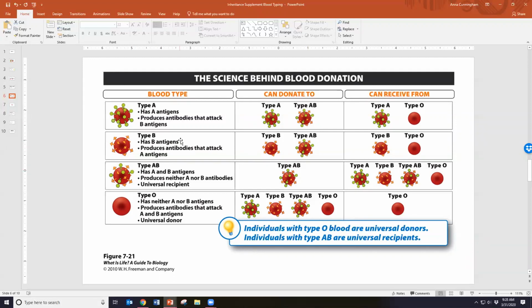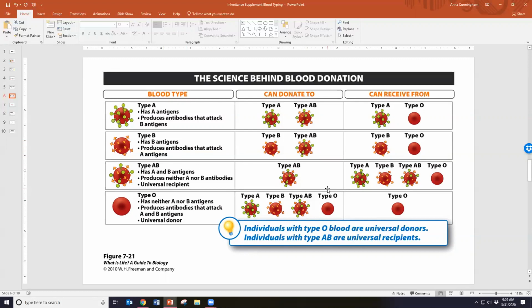Type B, same thing. Type B has B antigens, and produces antibodies against A. So a type B person could receive from type B, but because they have antibodies against A, they could also receive type O because there are no A antigens. They can donate to somebody with type B because obviously that's compatible, but they can also donate to somebody who is AB, because a type AB person has no antibodies, so they wouldn't have any antibodies to fight type B.